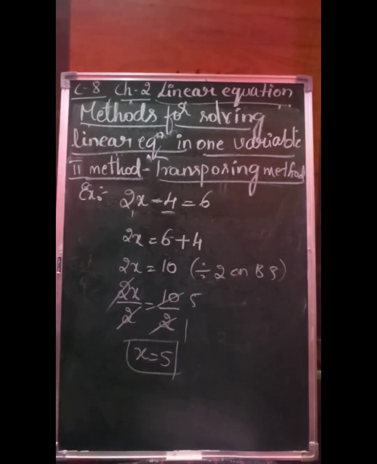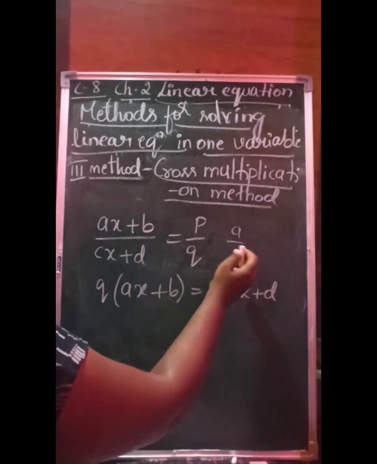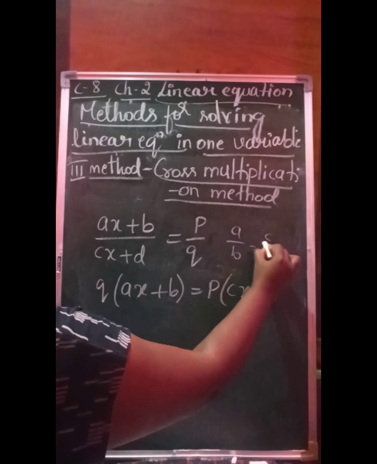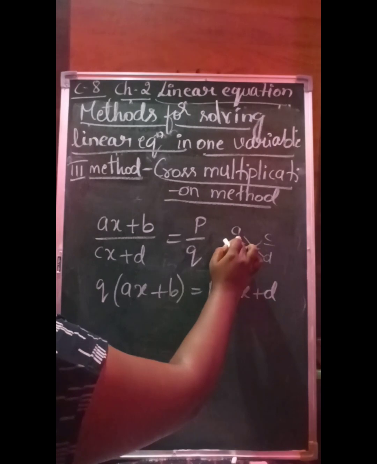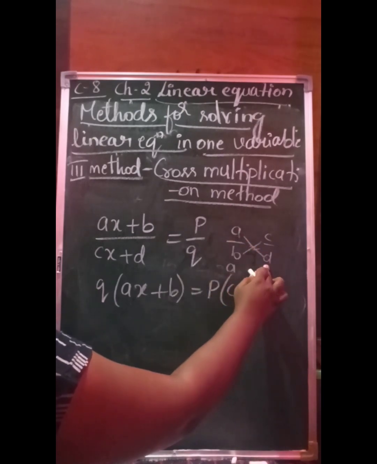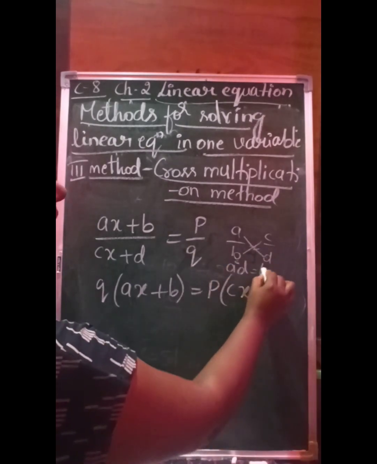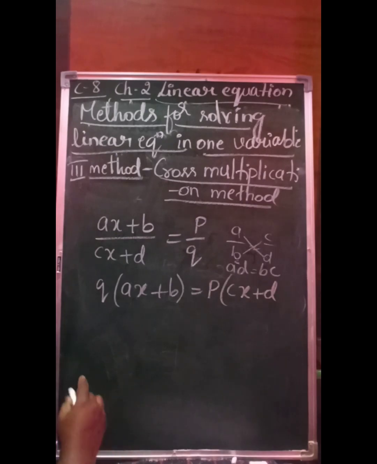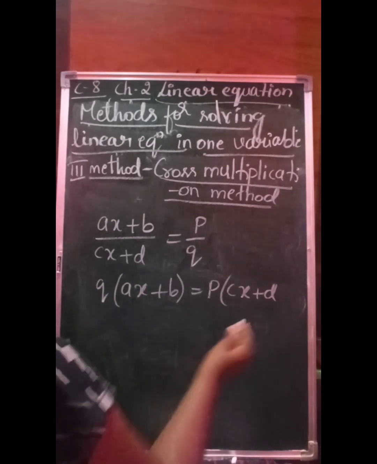Now come to the third method, the cross multiplication method. In this, consider in general a by b equals c by d. Here you will cross multiply: a, the numerator of the left hand side, will be multiplied to the denominator of the right hand side, and the denominator of the left hand side will be multiplied to the numerator of the right hand side. In this way you solve the linear equation by the cross multiplication method.